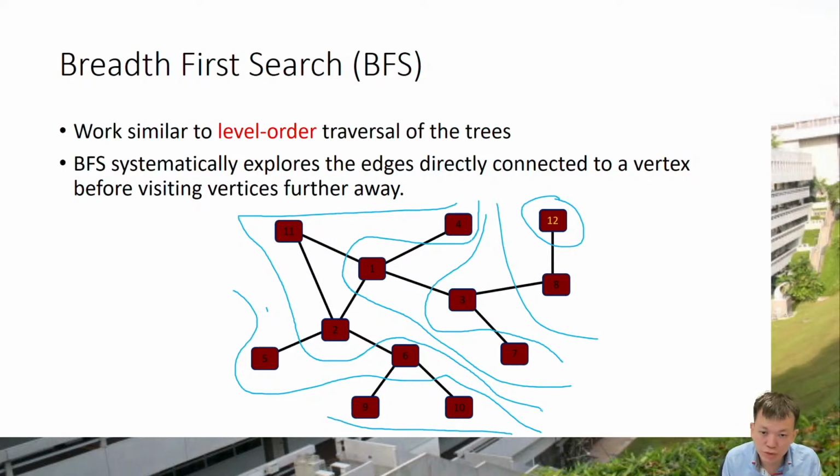So you find that when you start from a different vertex, it's not surprising that your visit order will be very, very different. But you can see one common thing: they are level order. You always visit the nearest vertex first. So how do we achieve this algorithm?